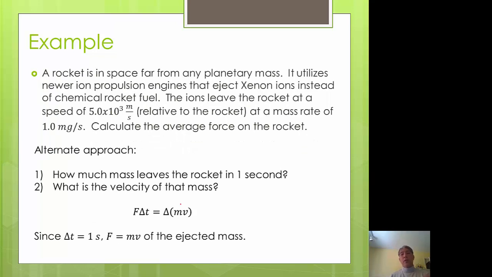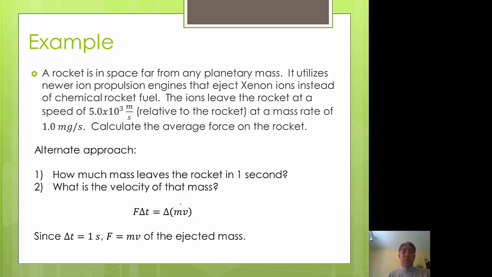So an alternate approach that you can take on this is basically saying how much mass leaves my rocket in 1 second, and what is the velocity of that mass. You use that value of 1 second because that's the number that we use on the bottom, the delta t. If delta t is 1, I can pretty much ignore it. It's factored in. So since my delta t is 1 second, the formula just becomes mv of the ejected mass. I shouldn't say equals, I guess it's equivalent to, because the units don't add up.